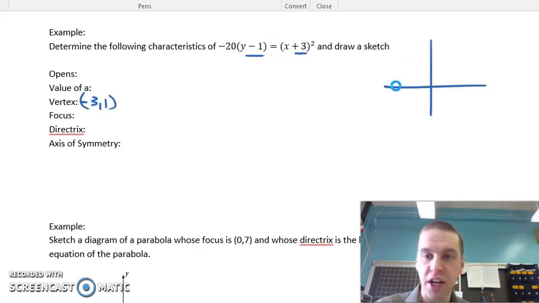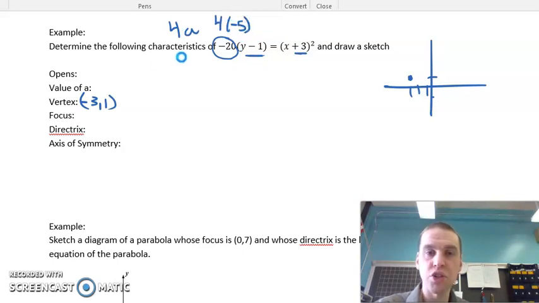With that, I draw a sketch. -3, comma 1 is right here. I then look to say, here is our value outside of the y. Now we know it's really 4 times a. So I can rewrite -20 as 4 times -5. Which means I know this is opening downward.